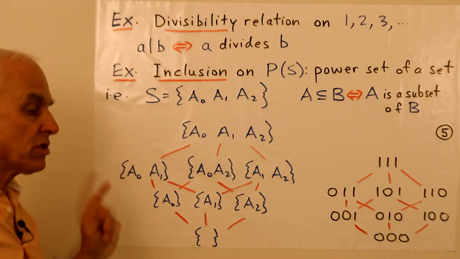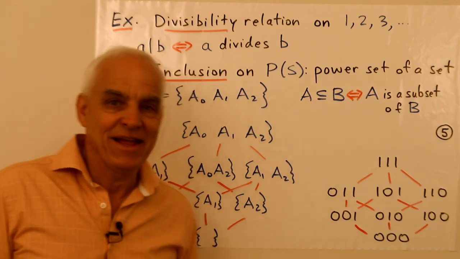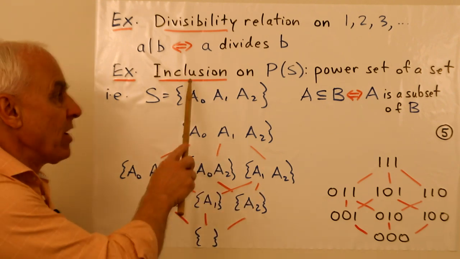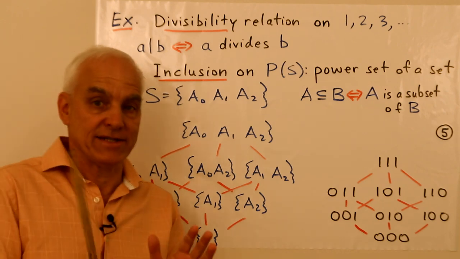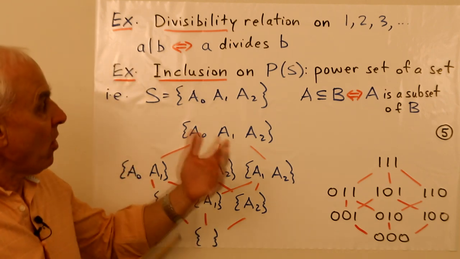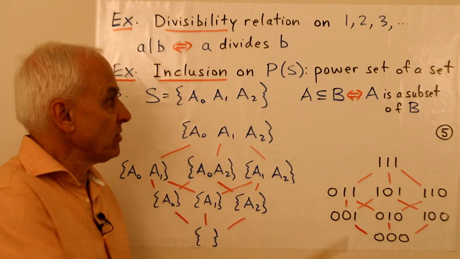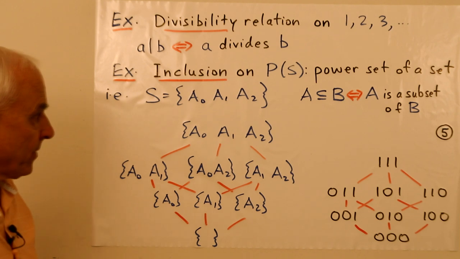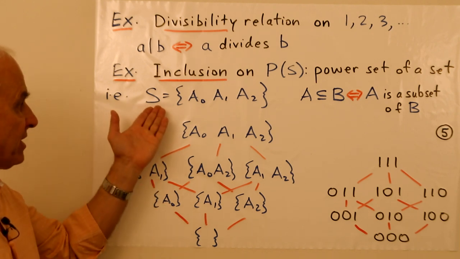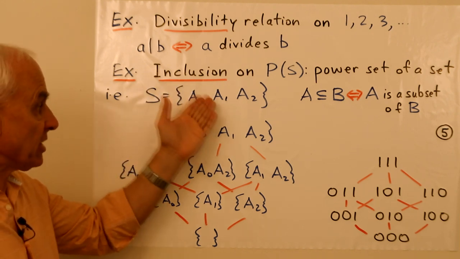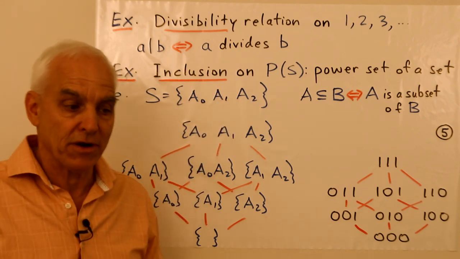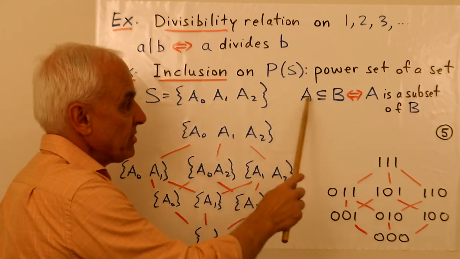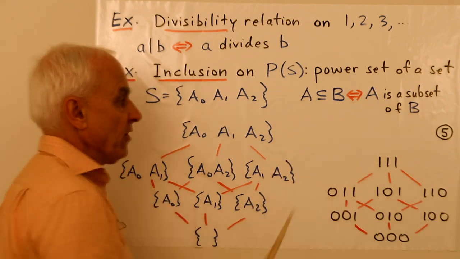And the one that's actually most pertinent for our discussion is the third standard example, which is the relation of inclusion on sets. Typically, all the subsets of a given set. So in other words, we look at the power set of a given set, say S. Now, to be specific, a simple example: suppose S is the set A0, A1, A2. So there are then 8 subsets. And then the relation, represented like this, is that A is a subset of B.